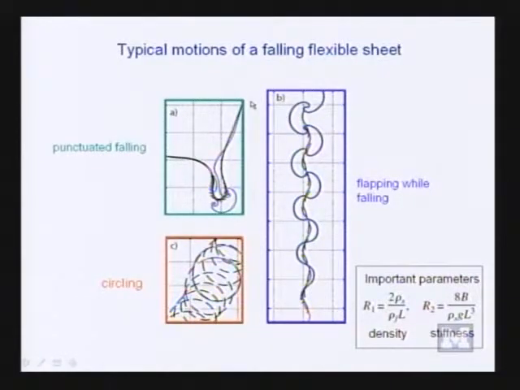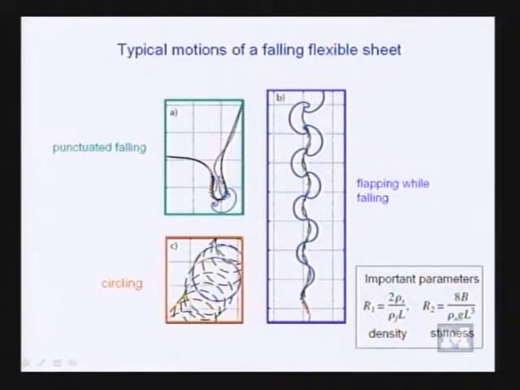That behavior is shown up here on the left. I called it punctuated falling because it falls and then it bends, sheds vortices, and then moves off in another direction, and then it will fall again, bend, and shed vortices. So each time the falling is punctuated by bending.